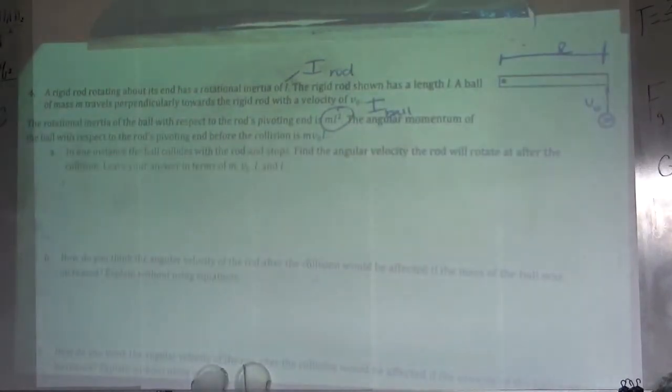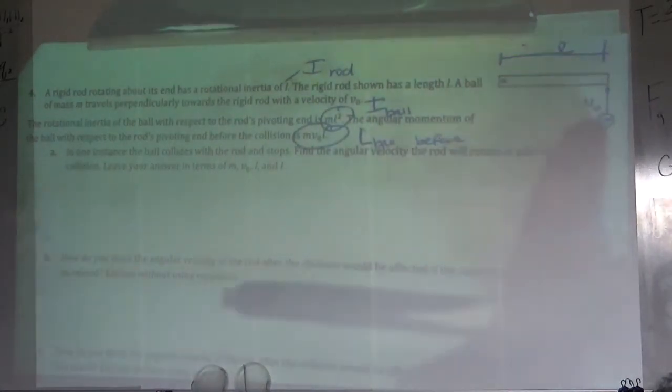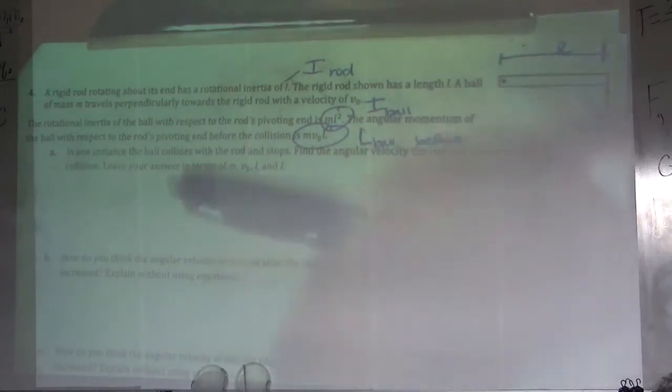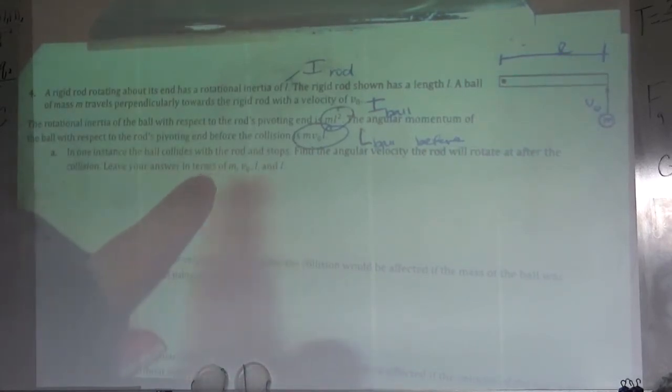And then the angular momentum of the ball with respect to the rod before the collision is mv naught L, so this is the L of the ball, because it says angular momentum of the ball beforehand. It says that in one instance, the ball collides and the ball stops, and the rod will keep going. Find the angular velocity the rod would rotate with after this collision. We're leaving our answer in terms of m, v naught, L, and I.